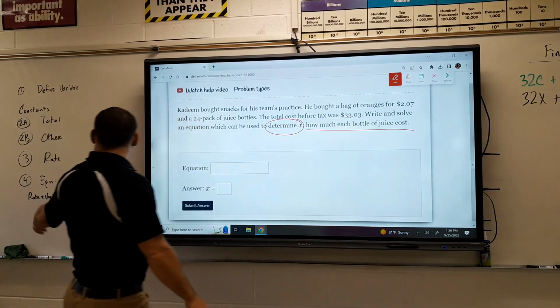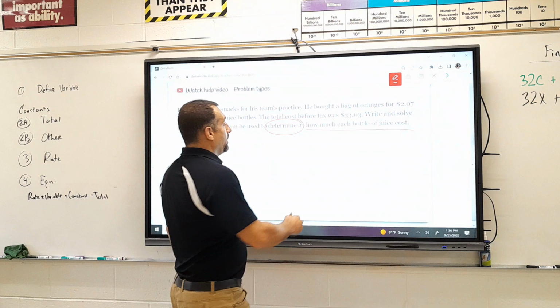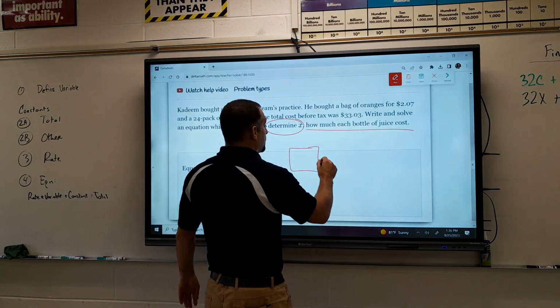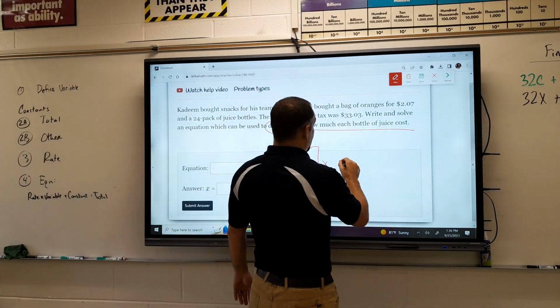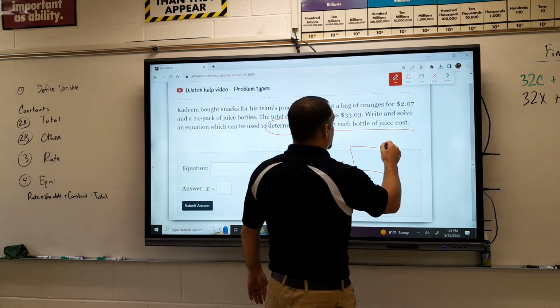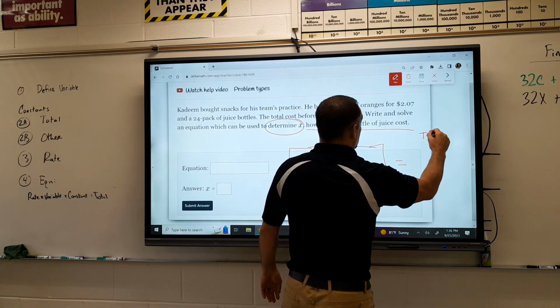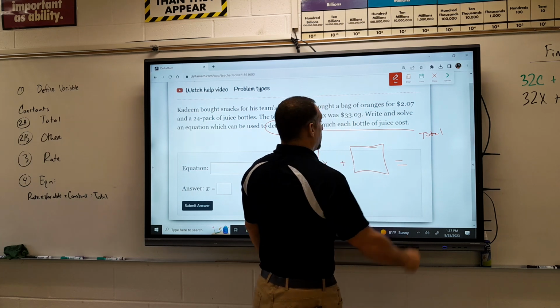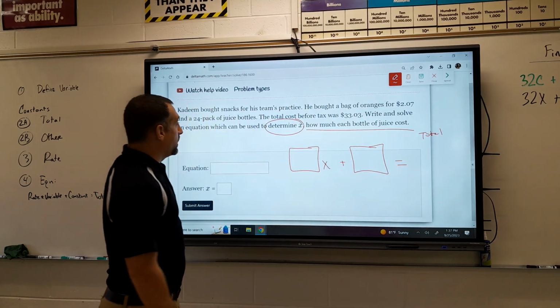So our equation will be rate times variable. So it would be some rate times the letter x. We're gonna have probably a plus, but it could be a minus. And then here's the total. We gotta figure the total out. So let's look at the other remaining numbers.